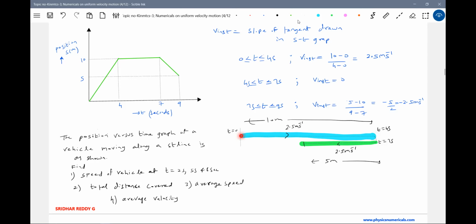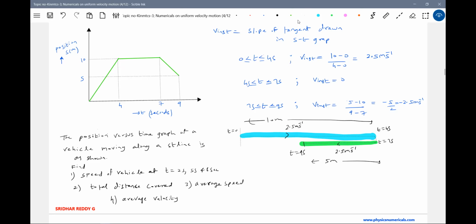I think it's very simple. You just walk for 4 seconds. Then for another 3 seconds, you don't walk, you stay there only. Then for another 2 seconds, you reverse and come back, like a return journey, you walk 5 meters in the return path. Then you are going to finally stop here. So till here we have discussed the motion. Finally, you are here at 9 seconds.